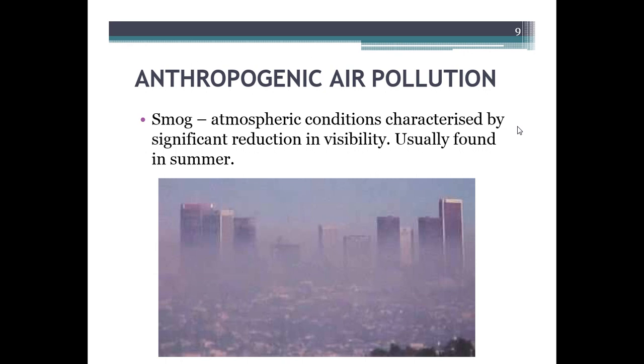So let's look at anthropogenic air pollution now. We just looked at natural sources. Let's look at how human activities can result in air pollution. One of the most obvious things that we would observe resulting from human activities would be smog. Smog is an atmospheric condition characterized by a significant reduction in visibility. Typically it tends to happen when temperatures are high. For example, right here in Trinidad, we experience this a lot.